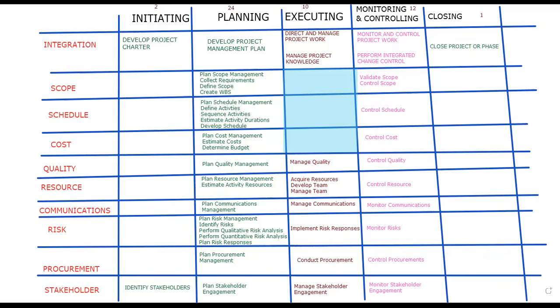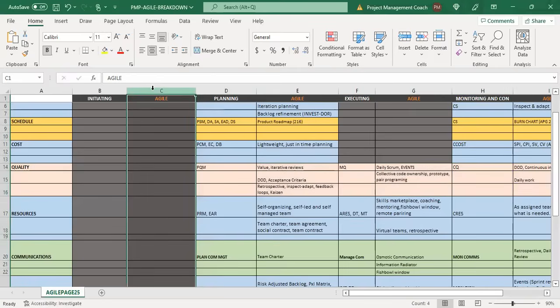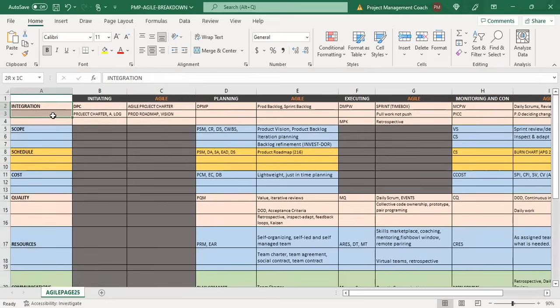This table is so important that in a previous video, I took this same table and I broke this table down into an agile perspective. In other words, you're in integration. How do you do develop project charter in Agile? There's an Agile project charter. There's a product roadmap and the vision. How do you do develop project management plan? There's a product backlog. There's a sprint backlog.